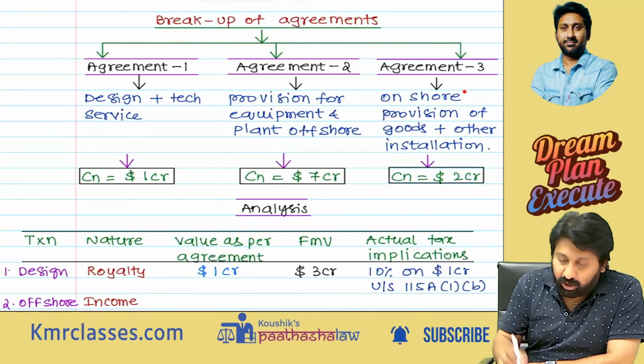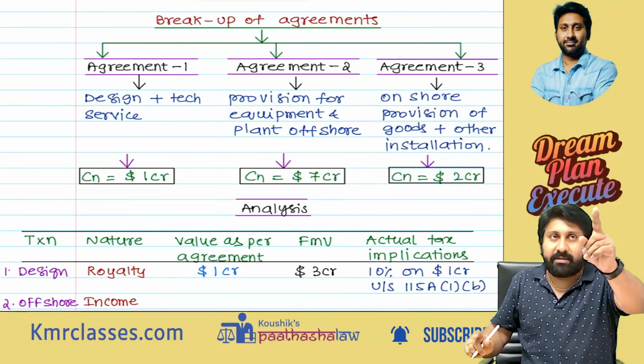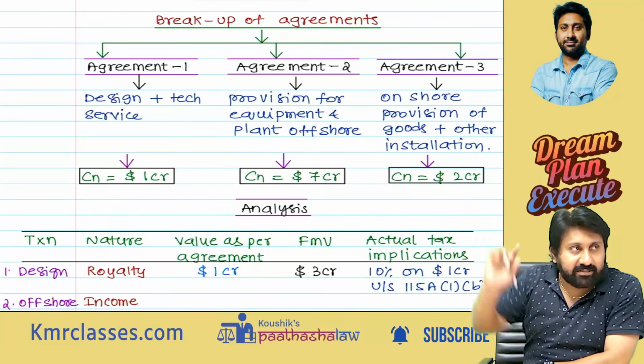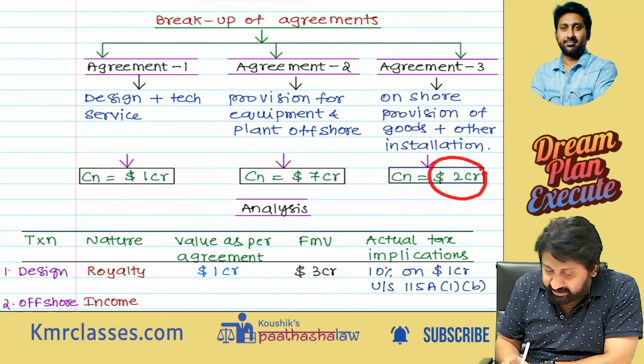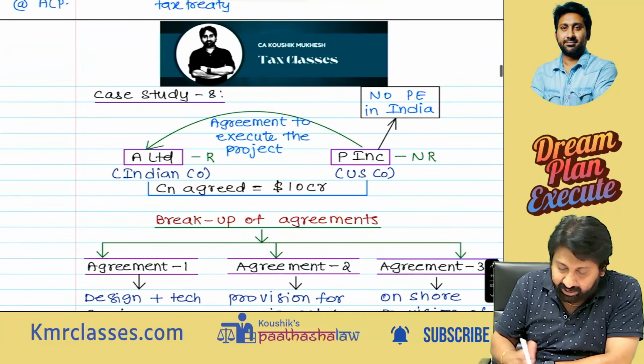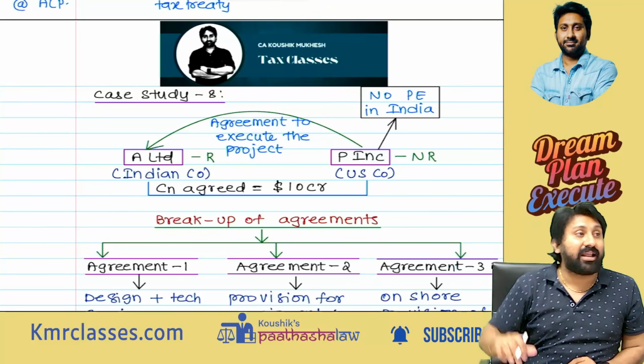And offshore, onshore, and within India, they will provide some services. After the machine is completely ready, they will bring it to India. Onshore also they will provide some goods and installation. For that they charge 2 crore. 1 crore, 7 crore, 2 crore: 1 plus 7 plus 2 is 10. That's the breakup of this 10 crore. They have shown it like this. Why?